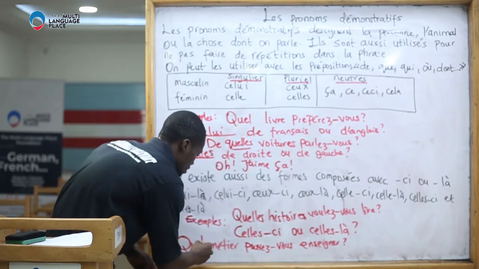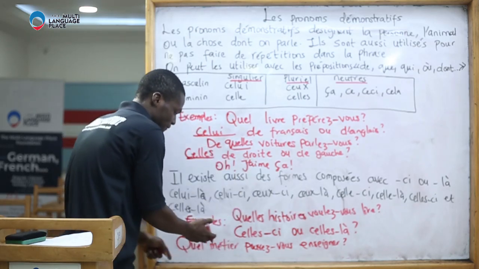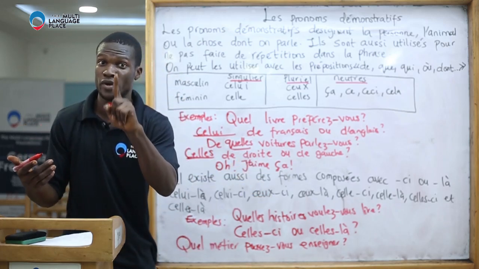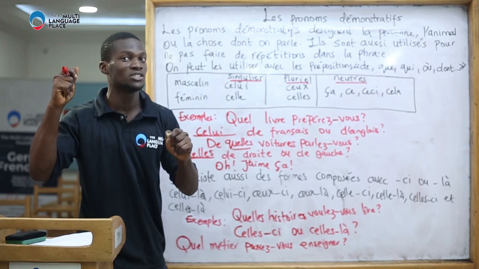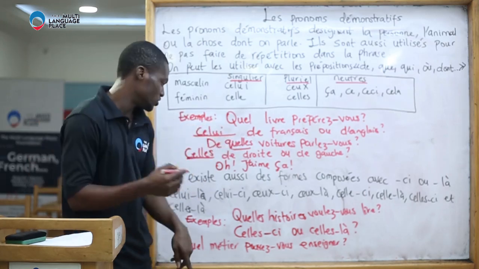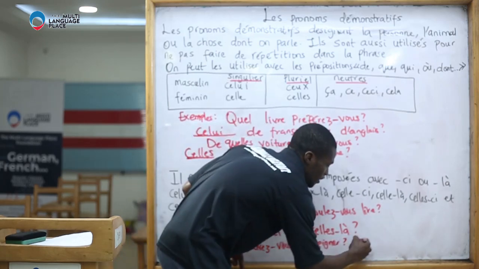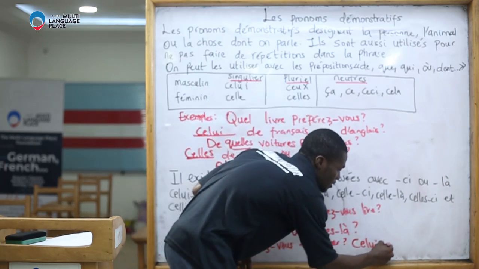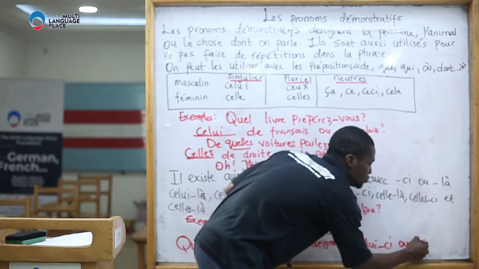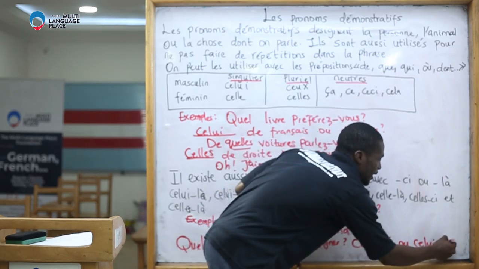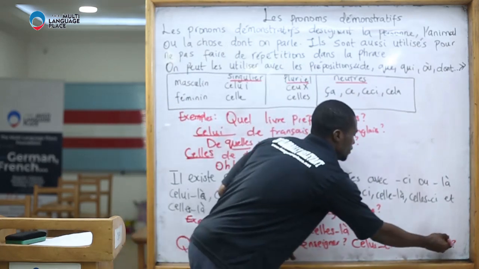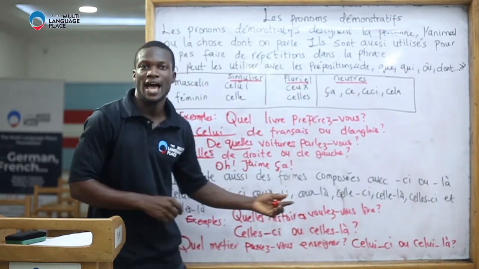So, because this is singular and it is masculine, what do you use? Celui. But then, because we want to add the precision here or there, this one or that, we use the ci ou là in addition. So it becomes celui-ci ou celui-là. Celui-ci ou celui-là.